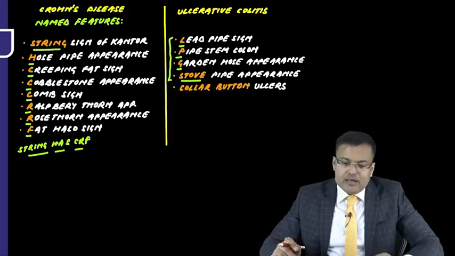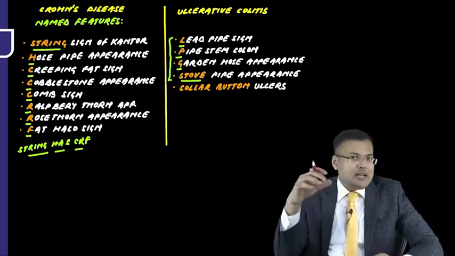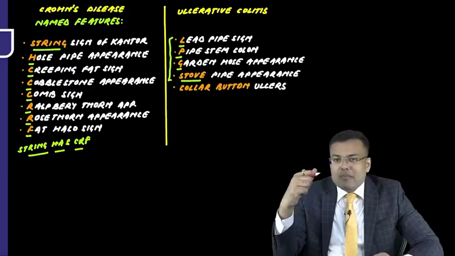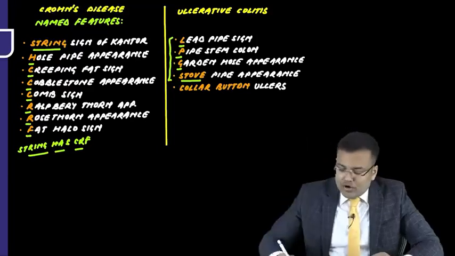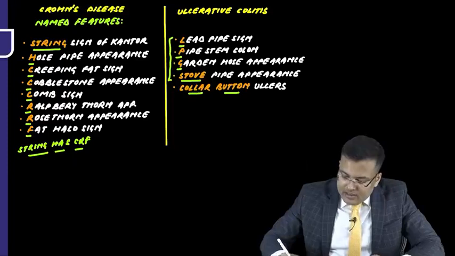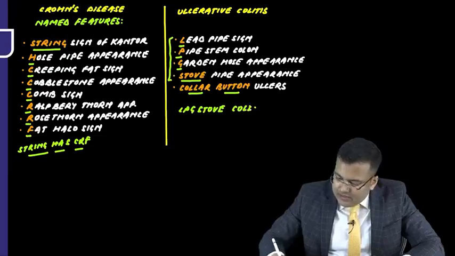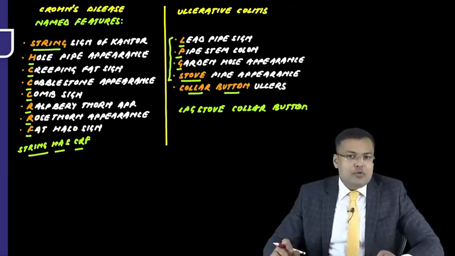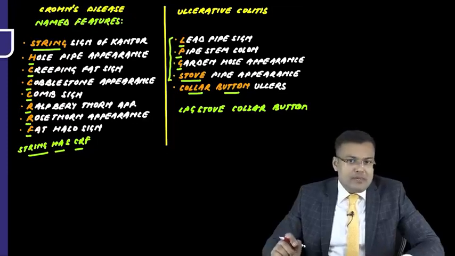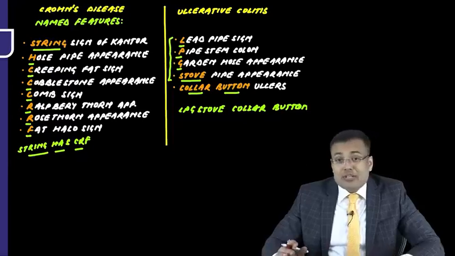And in ulcerative colitis, there are collar button ulcers. These are actually deep ulcers. So how to remember? The mnemonic is LPG, stove, collar button. Clear? So lead pipe sign, pipe stem colon, garden hose appearance, stovepipe appearance, and collar button ulcer. These are seen in ulcerative colitis. So these were the important points related to inflammatory bowel disease.